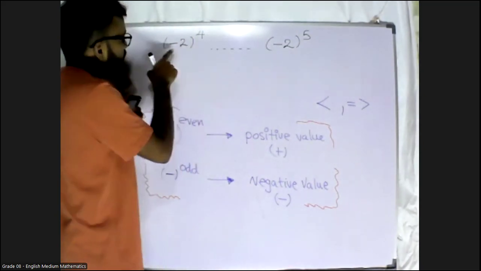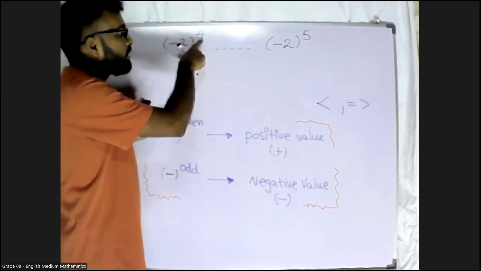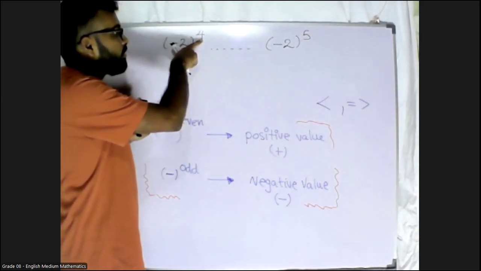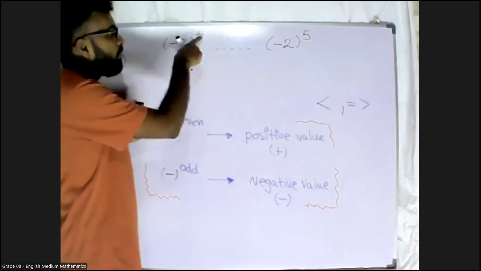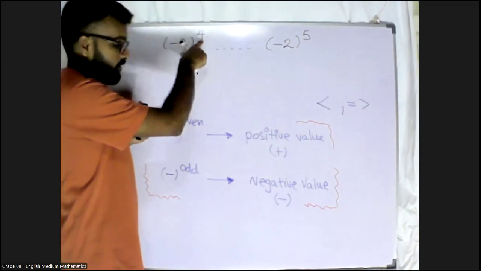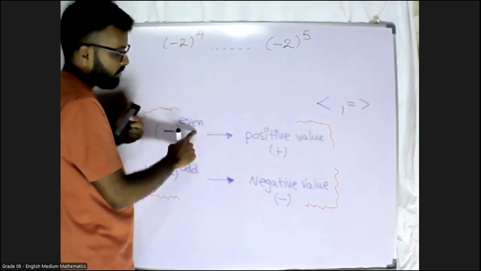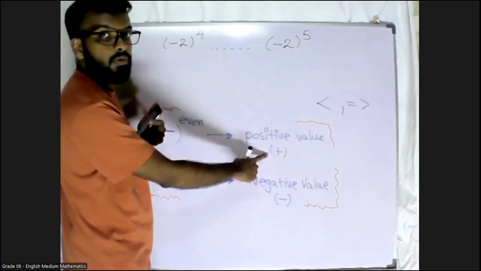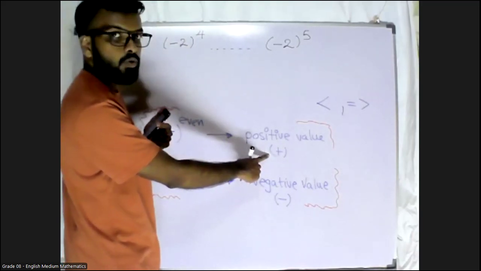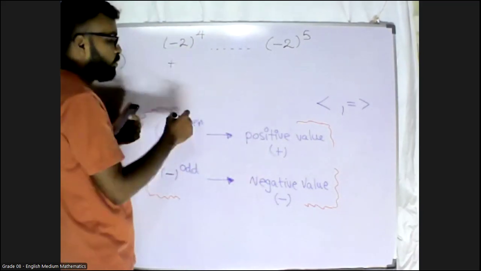Now this is a negative value, -2. Look at the power. Base is 2. Power is odd. Sorry, even. Negative value, power is even. What should be the resulting value? It should be a positive value, right?